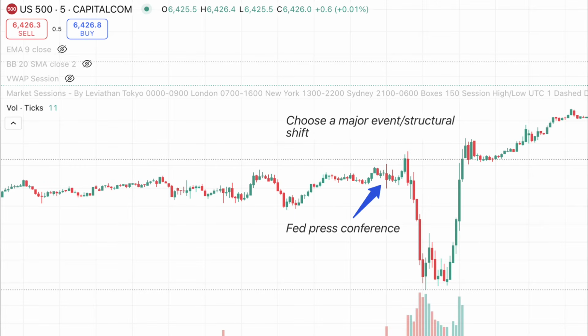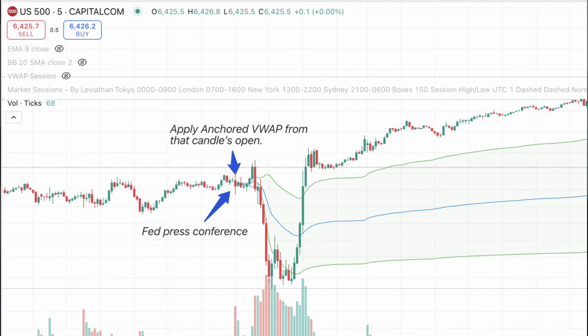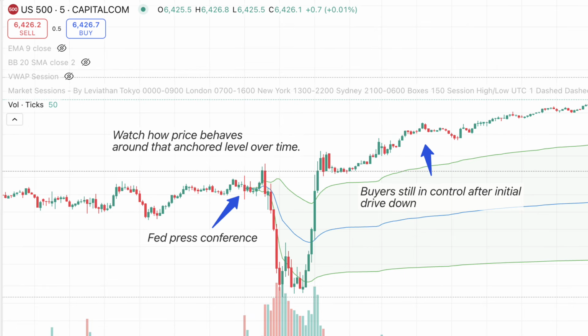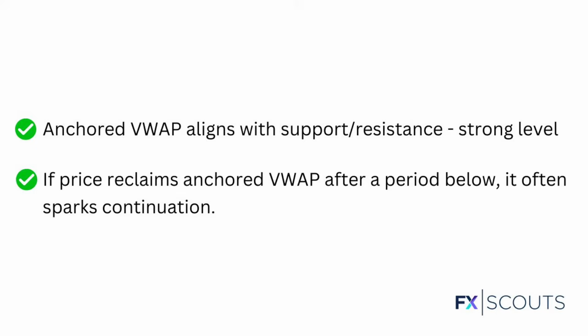Number 1, choose a major event or structural shift on the chart. Number 2, apply anchored VWAP from the candle's open. And then number 3, watch how price behaves around that anchored level over time. And of course, it works better if it's used in confluence. So number 1, if anchored VWAP lines up with price support, that's a strong level. And if price reclaims anchored VWAP after a period below, it often sparks continuation.